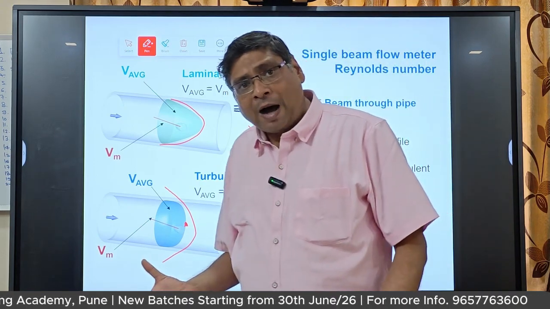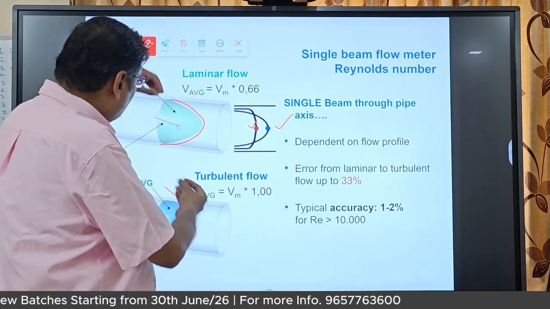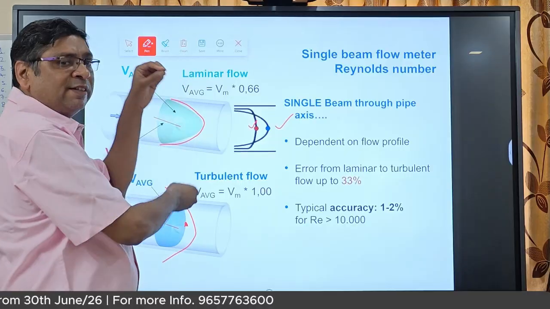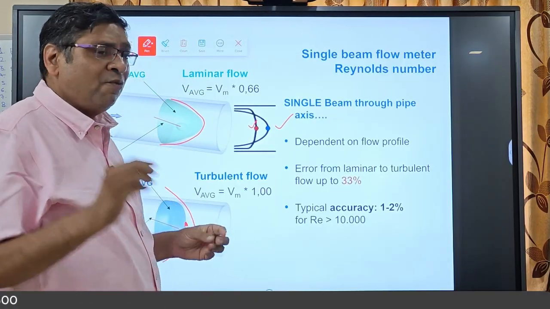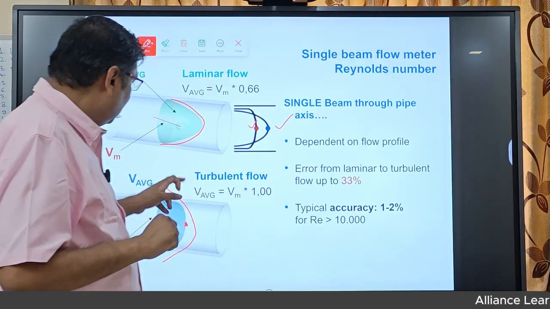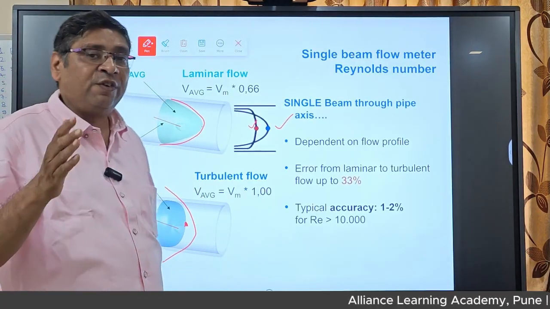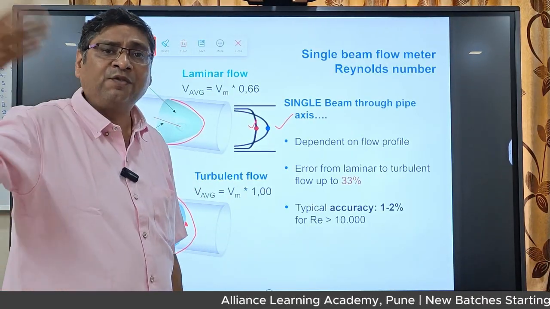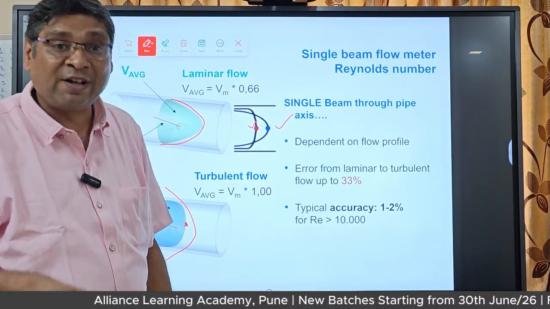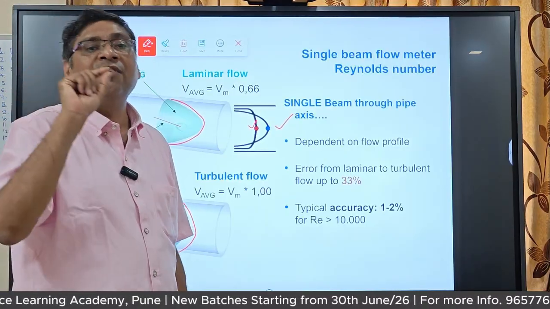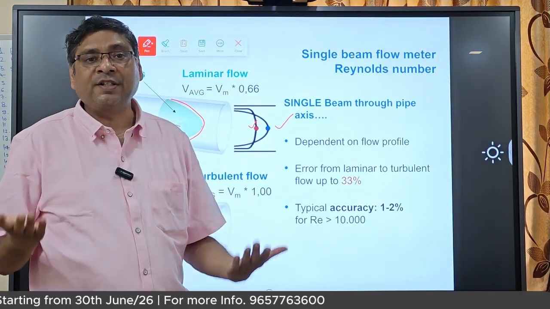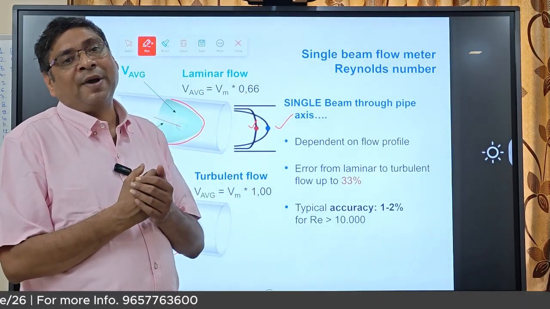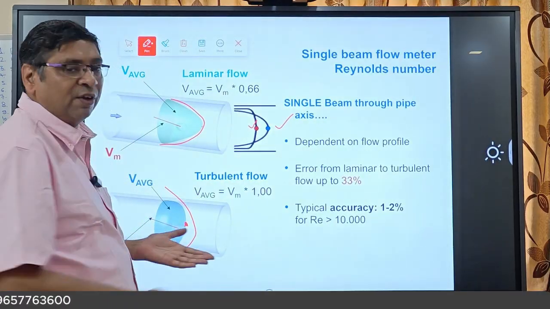Why are we increasing the paths? Means when you have 2 sensors, 4 sensors, 6 sensors, 10 sensors, why are we doing it? For one sensor the point velocity is V1, for another it is V2, for another V3, then we take the average. V average is V1 plus V2 plus V3 divided by 3, to increase the accuracy of my flow meter. Same thing is given over here.